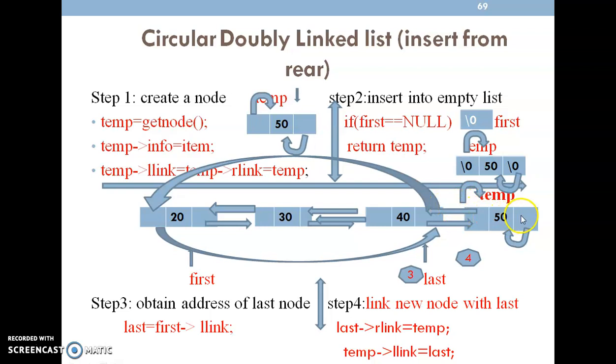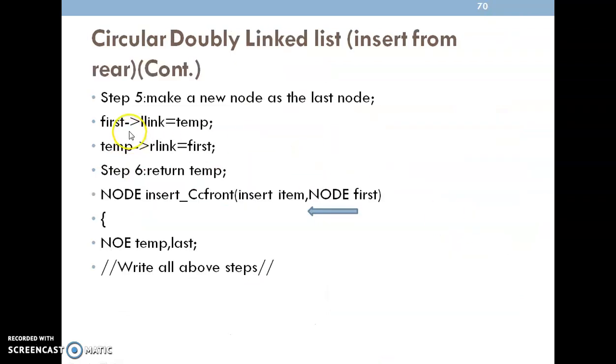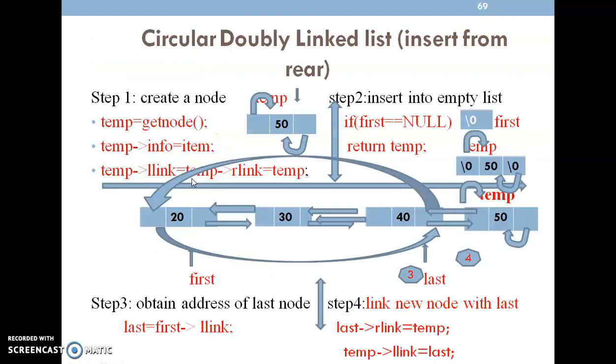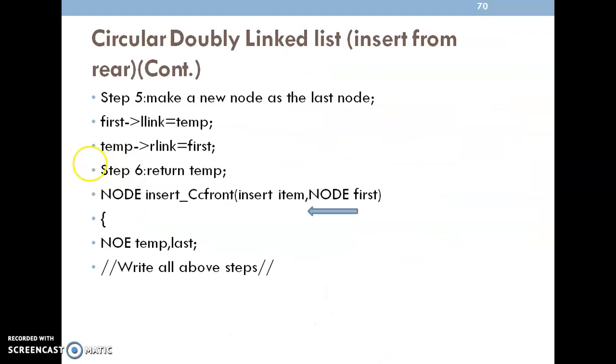So what to do? Temp pointer right link is connected to first, then first pointer left link changes to temp. That we have to do: first pointer left link equal to temp, temp pointer right link equal to first, then return temp. Now you have to return not temp but first, so write return first, because the first node is in the same place. Now write all the function steps inside the function.